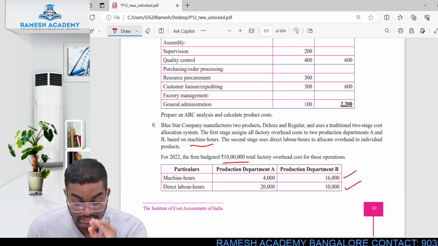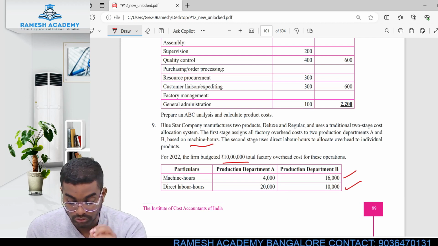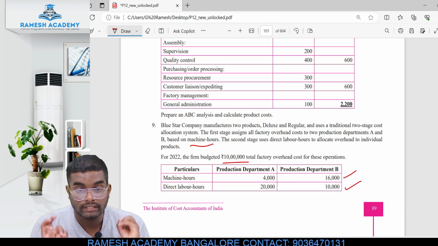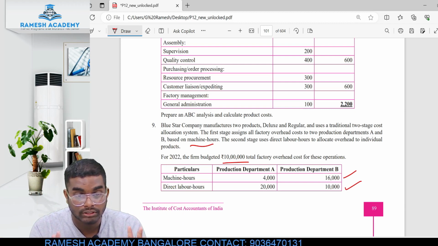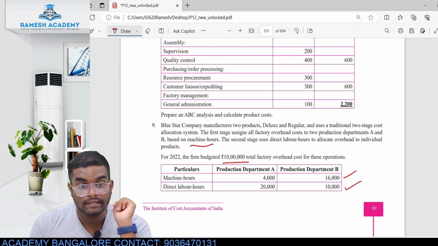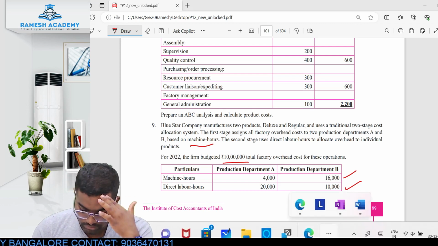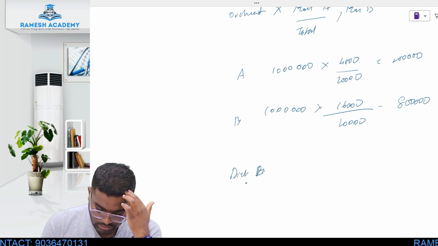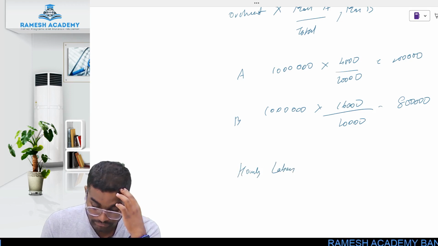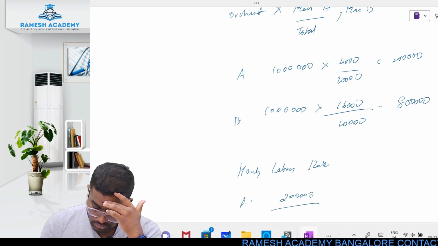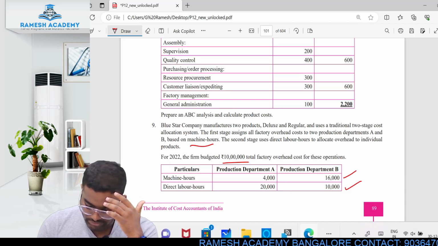So the next part, the second stage uses direct labor hours to allocate overhead to individual product. So in total they are telling that in production department A 20,000 labor hours will be there. In production department B 10,000 labor hours will be worked. So can I calculate the per unit, I mean the per hour? So in production labor hours, I can tell it as hourly labor rate. So in case of A, the overhead is 2 lakh, but the number of labor hours is 20,000.